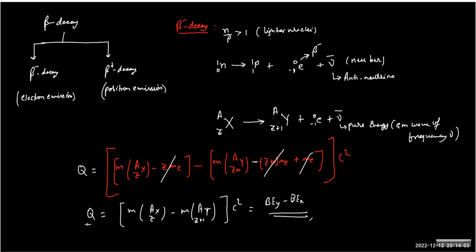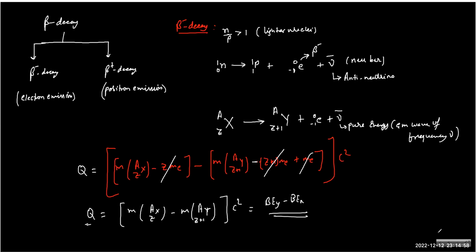Because we don't have other particles, right? The electron is taken care of here. So this Q value we can directly write as binding energy of Y minus binding energy of X. Do you realize this, yes or no? Tell me guys if this is clear to you. Because I have given you the formula that Q is always the binding energy of product minus reactant, right? And here we have the product as Y and the reactant as X. So I hope this is clear.